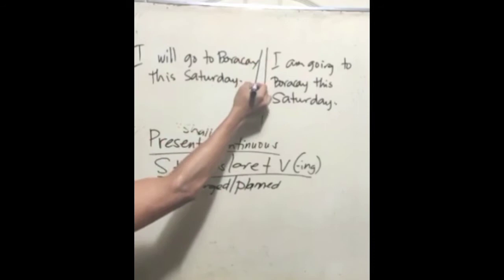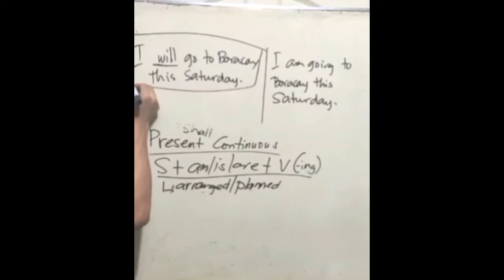Now, this part, the will sentence, is used when you just decide at the time of speaking, or you just decided now. Like, shall I say, I just decided now to go to Boracay this Saturday. So, I would say, I will go to Boracay this Saturday.